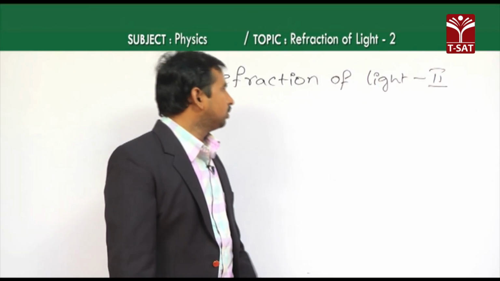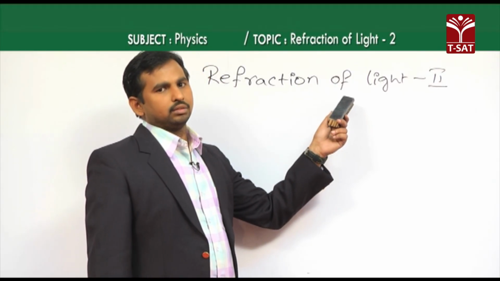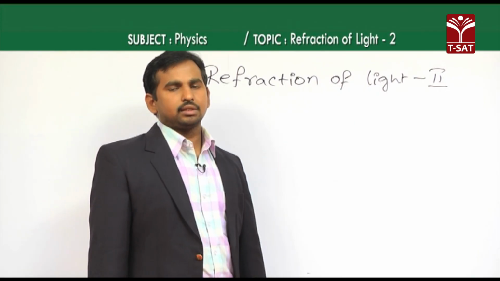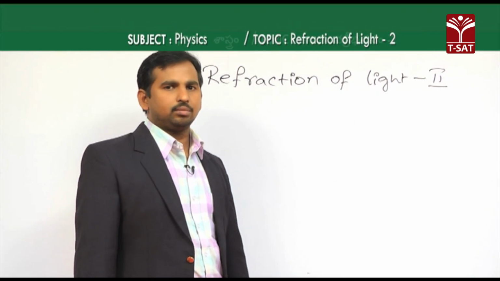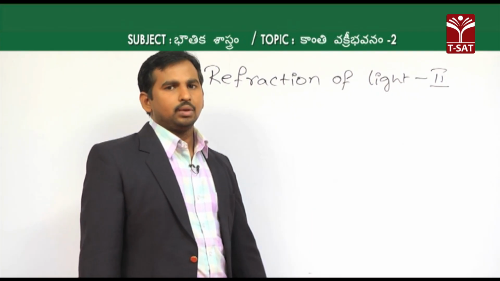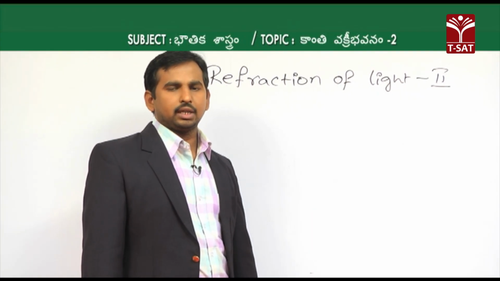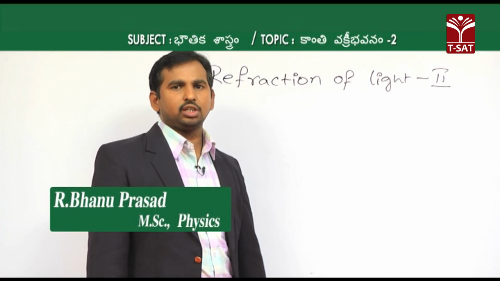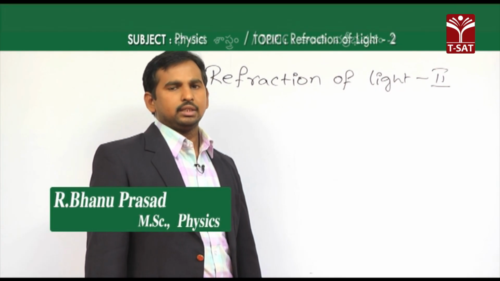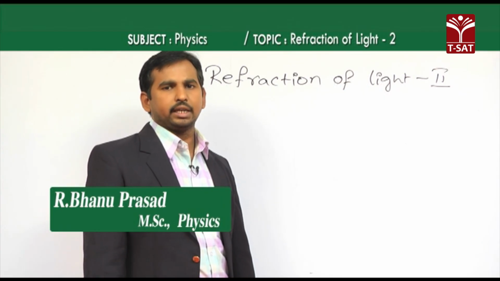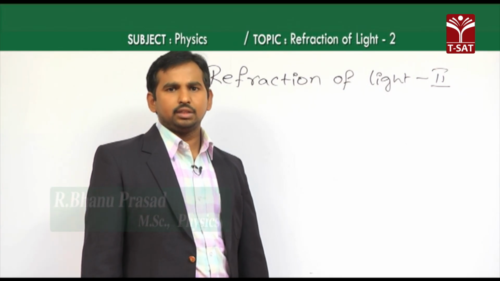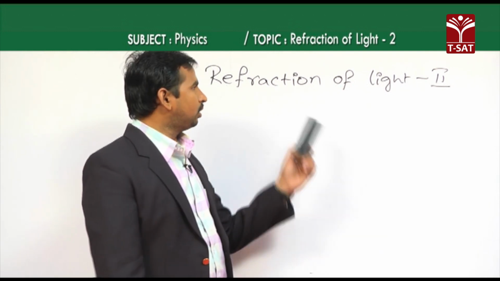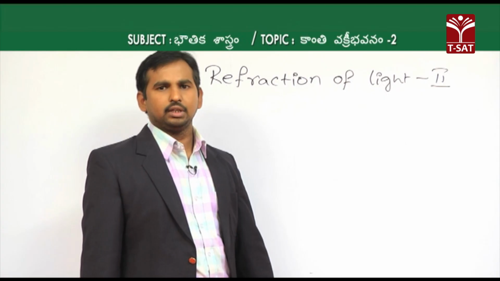Today we will discuss refraction of light, about curved surfaces. As I said, refraction of light is nothing but when the light ray goes from one medium to another medium, like rarer to denser or denser to rarer, there is always a change in the speed of light. That change in speed causes the light ray to change its path. This phenomenon of change of path, or bending of the light ray, is what we call refraction of light.